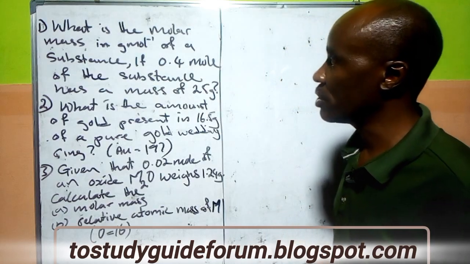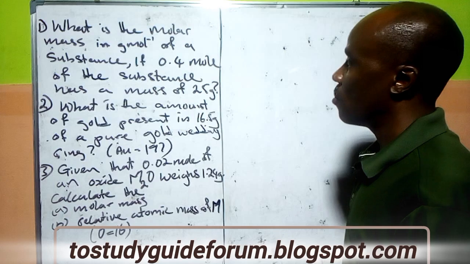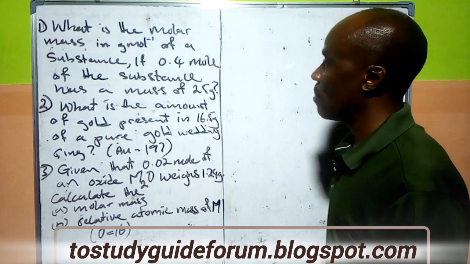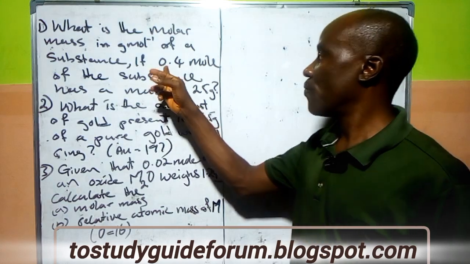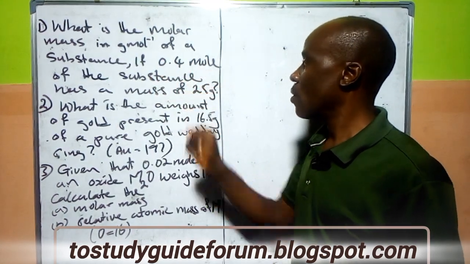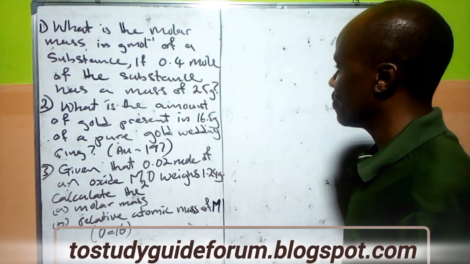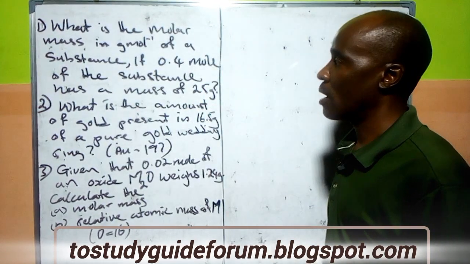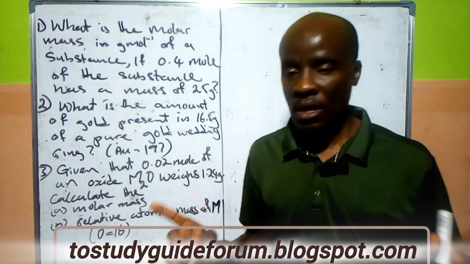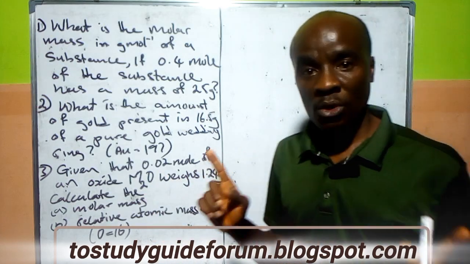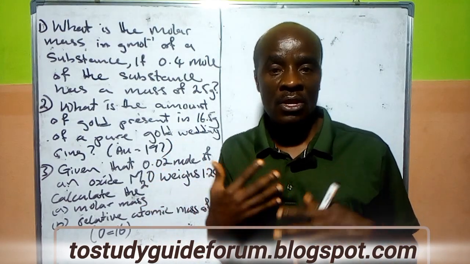We have a series of questions, but the first question says: what is the molar mass in gram per mole of a substance if 0.4 mole of the substance has a mass of 25 grams? Now here we want to find the molar mass. I'm going to be solving it in two different ways, and then you can choose the one that is very okay for you.